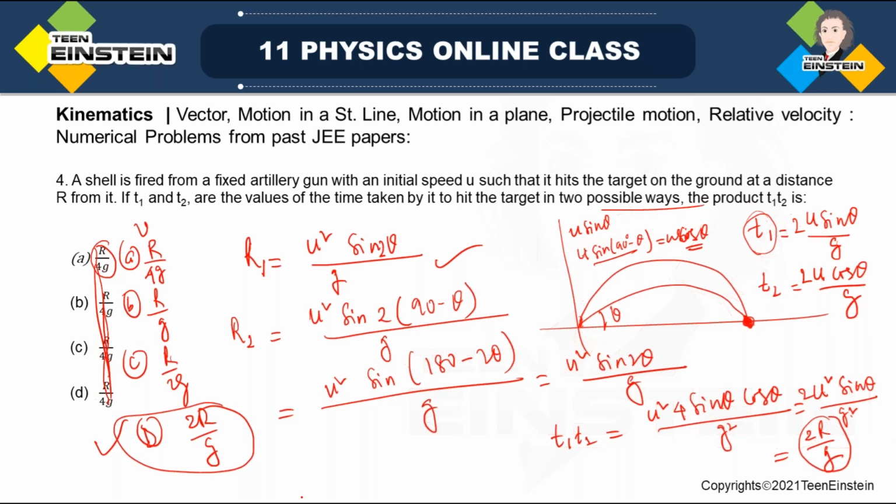So we have found it out. What was the clue here? The clue is that the range will be the same for two angles of projection, that is, one is theta and another one is 90 minus theta. This point you have to remember. Then you find out the time of flight for both of them using theta and 90 minus theta in the expressions, get t1 and t2, multiply them, and try to get it in terms of range. That's how you get the answer.